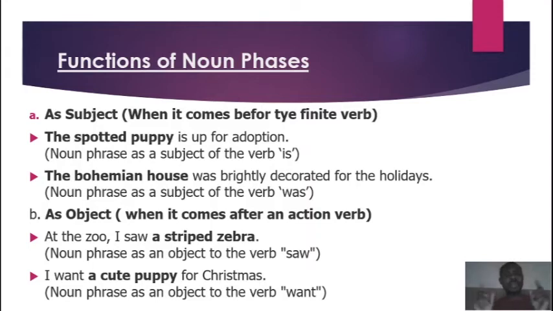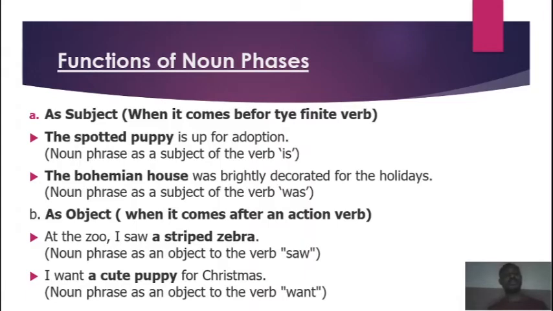Now can you see the way I put my "is" in quotes? That is how you answer such questions. You don't just write subject of the verb. No, you bring out the verb and put it in quotes, as you can see on the screen. Second example: the Bohemian house was brightly decorated for the holidays. The Bohemian house is written in bold letters. All right, that's a noun phrase. And because it's beginning this expression of the sentence and it's coming before the verb, then it's what? Subject of the verb "was".